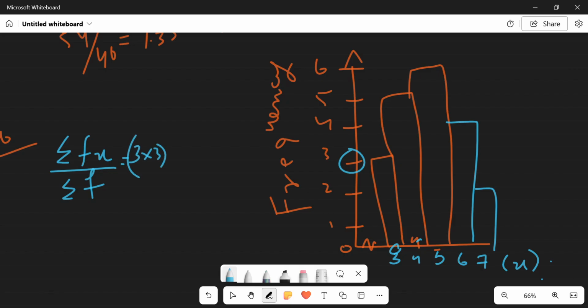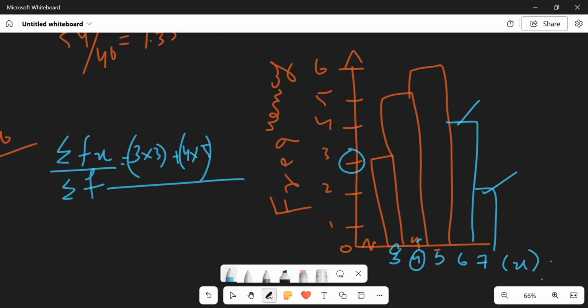The second one is 4, so 4 multiplied by 5, because the frequency is 5. Then 5 multiplied by 6. And then 6 multiplied by 4, yes, 6 multiplied by 4. And then 7 multiplied by 2. And then what is the frequency?